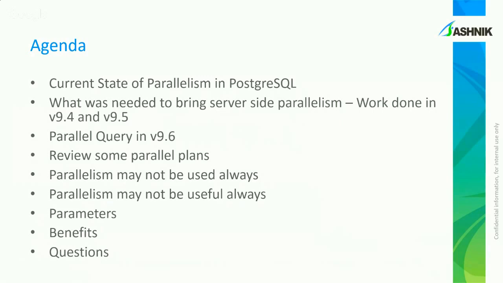We will also look at when parallelism is not good or not useful. We will look at some of the new parameters which have been introduced in version 9.6 for parallelism. We'll look at the benefits that users will be getting from this. And then we will be answering some of the questions which you can ask in the chat window, or in the question and answer app that would be flashing on your screen.